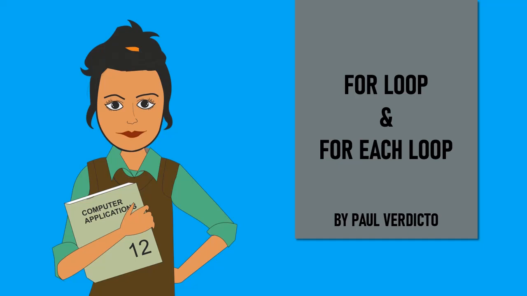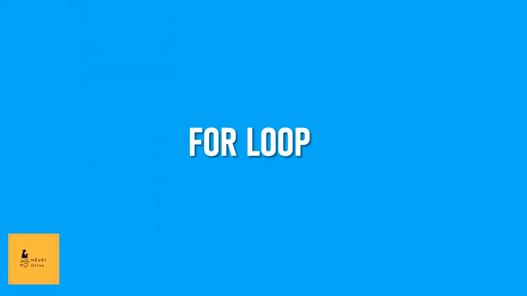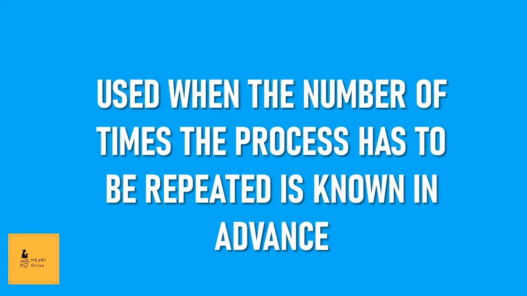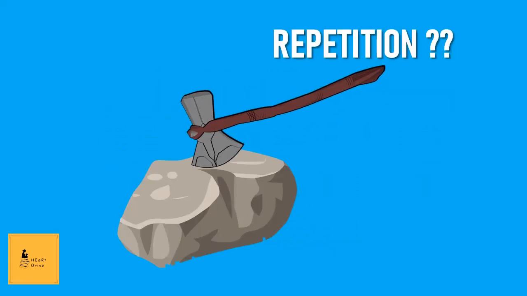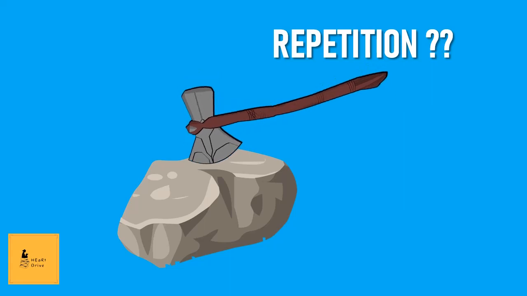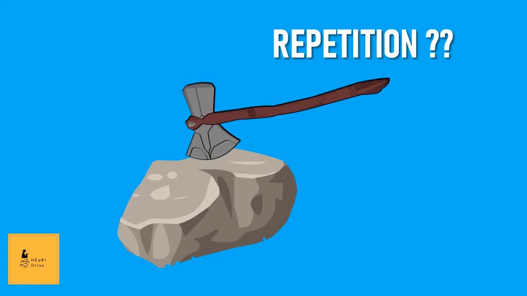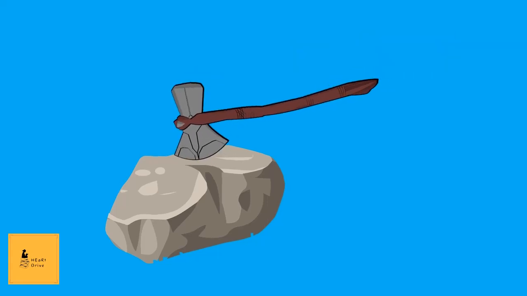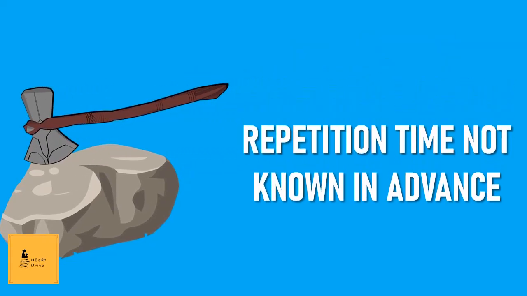In today's class we'll see about for loop and for each loop. For loop. For loop is used when the number of times a step has to be repeated is known in advance. For example, if I ask you how many times a person has to repeat the process of hitting to break a rock, you might find the answer unpredictable because it is not something which could be predicted.